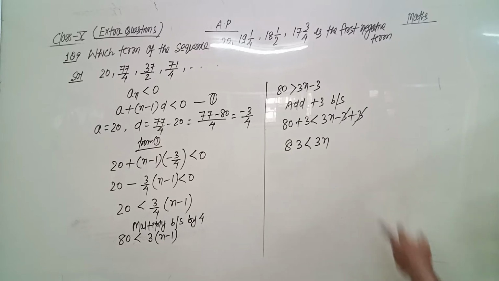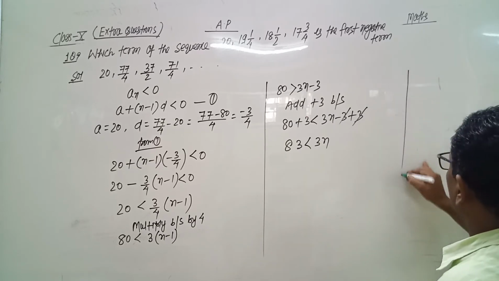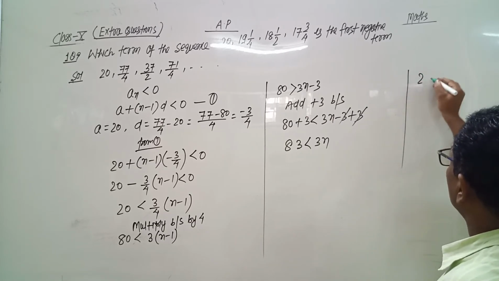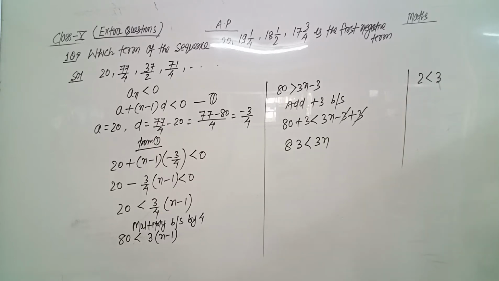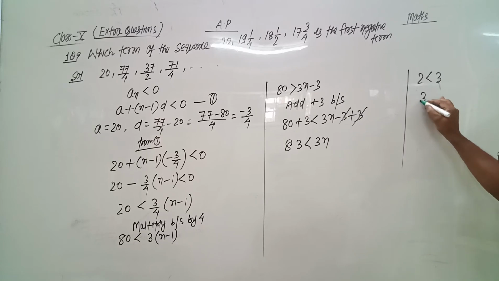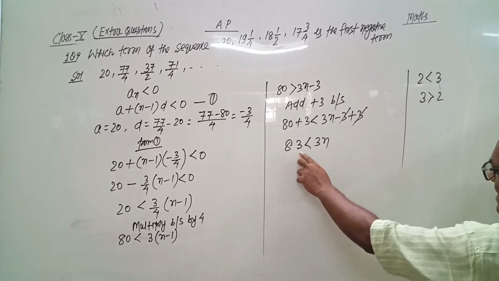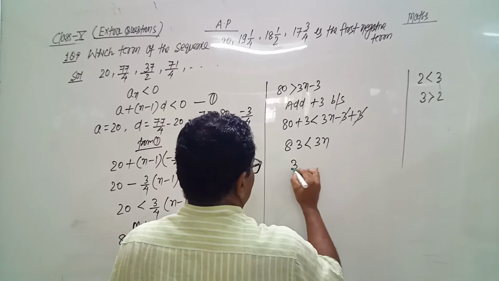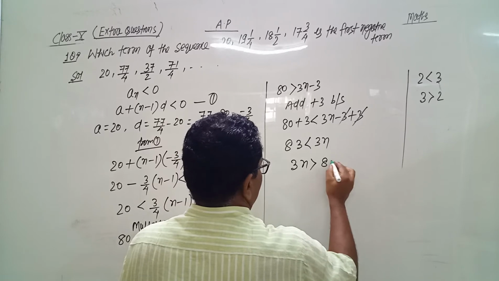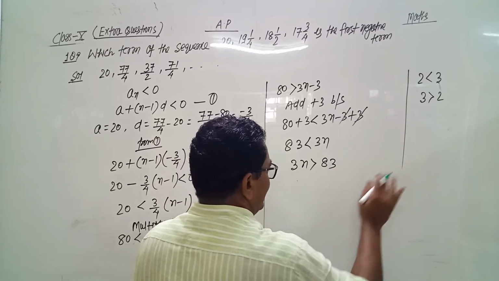So this is a concept of inequality. If 2 is less than 3, it means 3 is greater than 2. In a similar way, if 83 is less than 3n, then we can say that 3n is greater than 83.